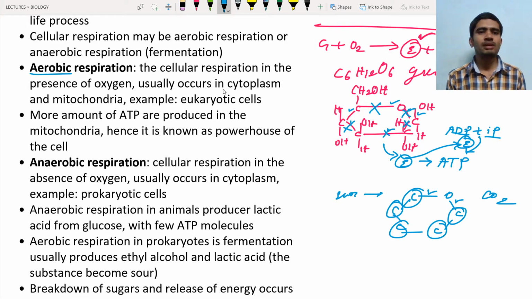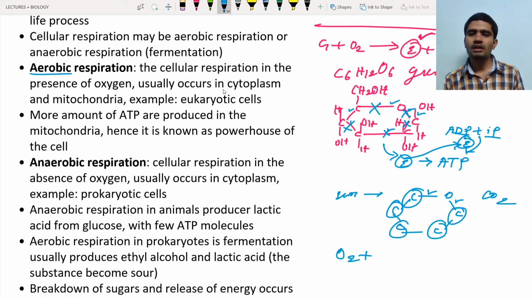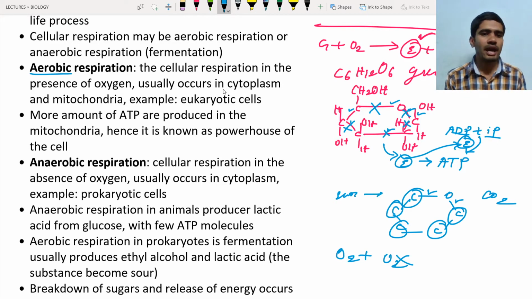The next is aerobic and anaerobic respiration. Based upon the utilization of oxygen, there are two processes of respiration: one is aerobic, another is anaerobic respiration. If oxygen is utilized, then it is known as aerobic respiration. During cellular respiration, if oxygen is not utilized, then that is known as anaerobic respiration. In anaerobic respiration, the letter A is used, which is nothing but absence of oxygen in the cellular respiration.